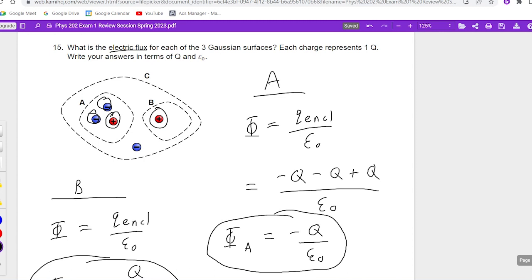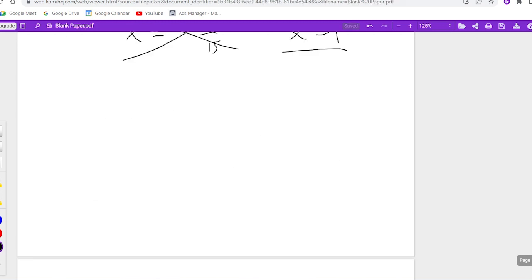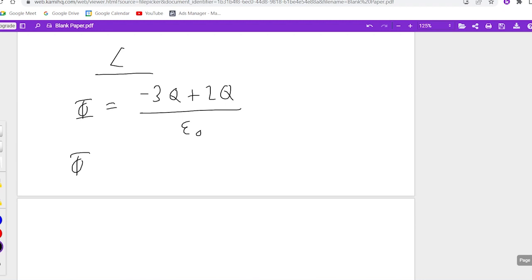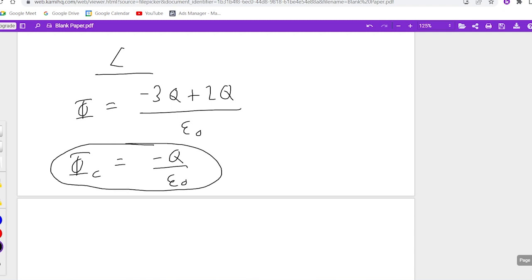It has all the charges, including this negative charge down here. So if I count the negative charges, there's 3 negative charges and 2 positive charges. So that means for C, I'm going to say flux equals charge enclosed, which is negative 3Q plus 2Q, so it's 3 negative and 2 positive, divided by epsilon naught. The flux through C is just going to be negative Q over epsilon naught again. And there we go. That's how you find the flux for this problem.